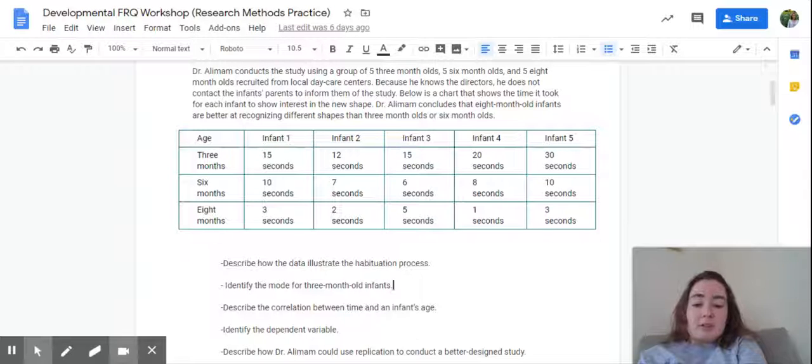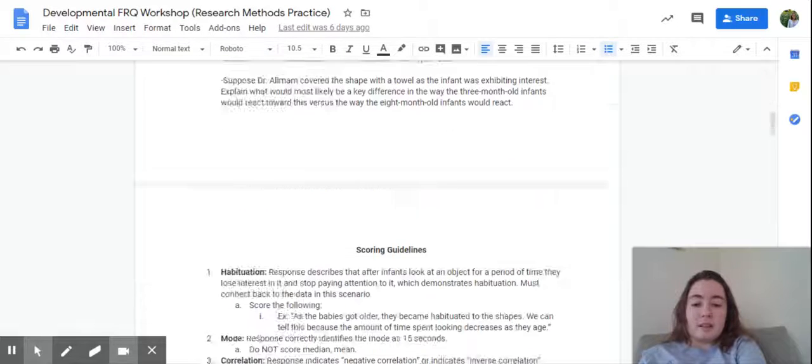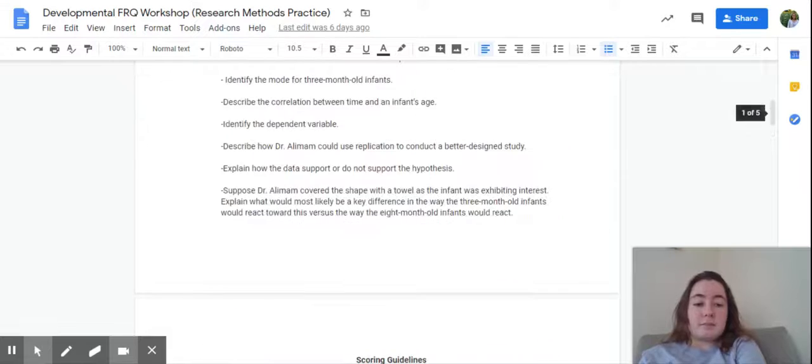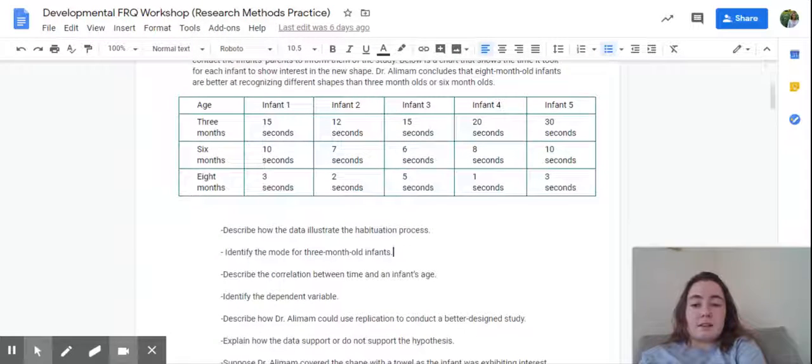So describe the correlation between time and an infant's age. Here, we want to talk kind of about the correlation coefficient. So is it a positive correlation or a negative or inverse correlation? So here we see that it is in fact a negative or inverse correlation because what you have to see is if it's positive, as age increased, the amount of time spent looking would also increase, right? It would be like a positive slope on a graph like this.